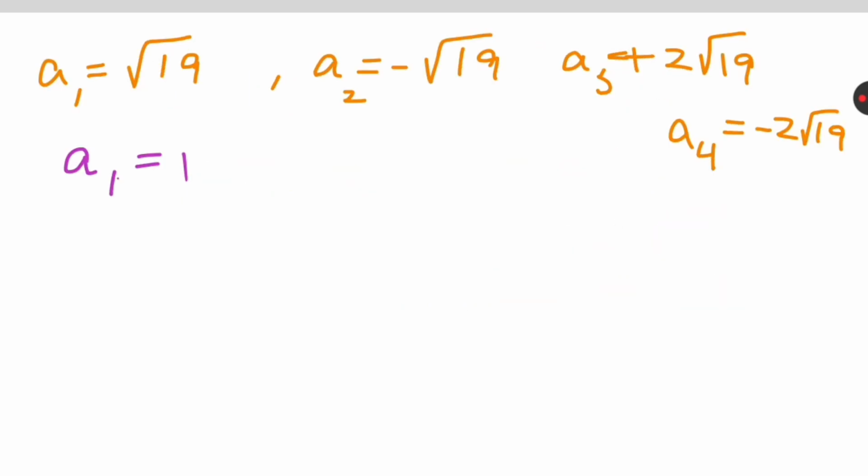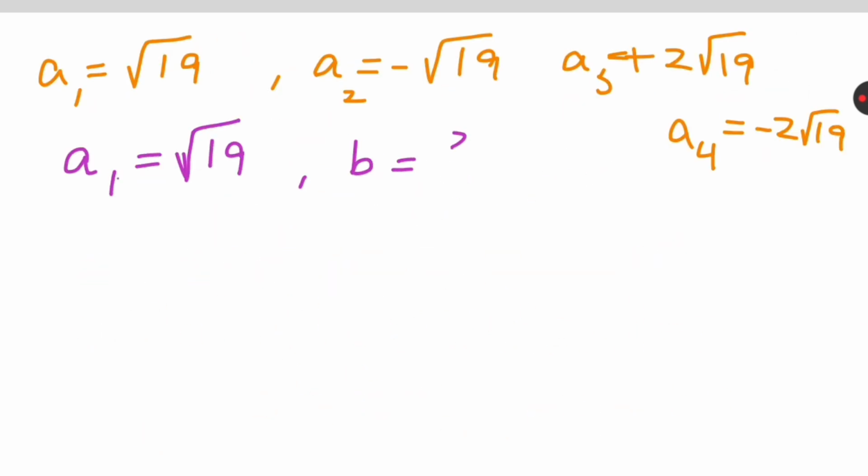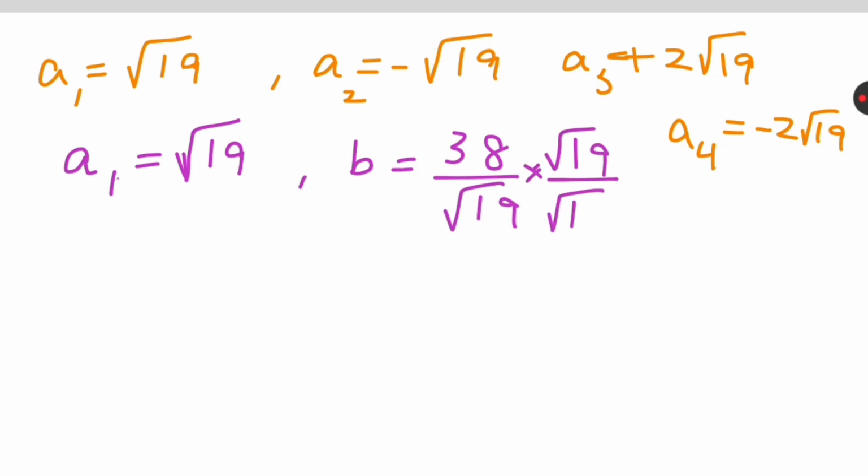First consider a as root 19. If a is root 19, then b value is 38 over a. So the a value is root 19. So let's write it here root 19 and then multiply and divide it by root 19. So denominator root 19 times root 19 gives only 19. So then 19 times 2 is 38. So the b value is 2 times root 19. So these are the a and b values.